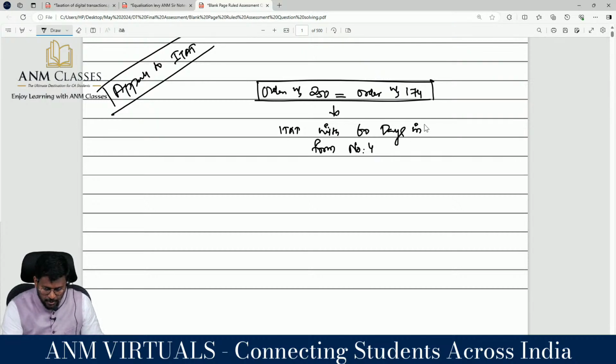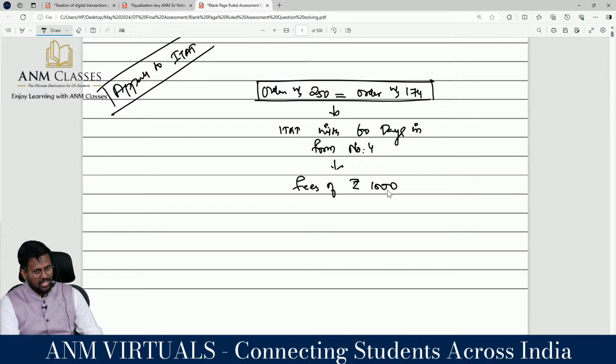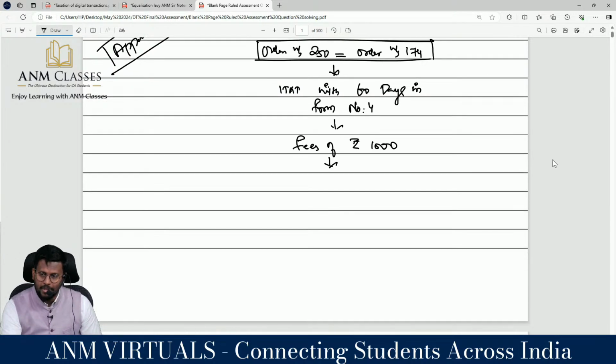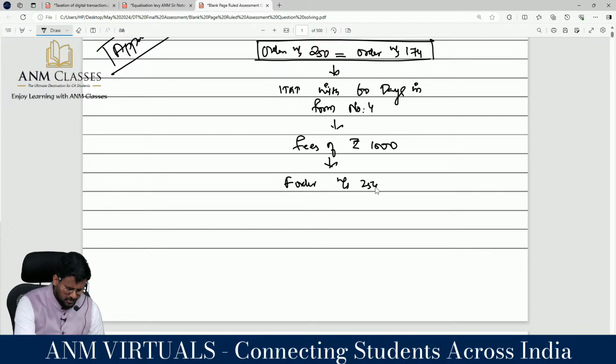In 60 days, in form number 4, with the prescribed fee of rupees 1000 again. There also 1000, here also 1000. Then all provisions of the normal Income Tax Act will be applicable. And you will get the end order, the final order, under section 254. Right? Yes, that's it.